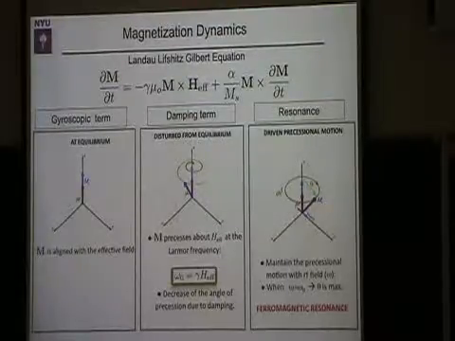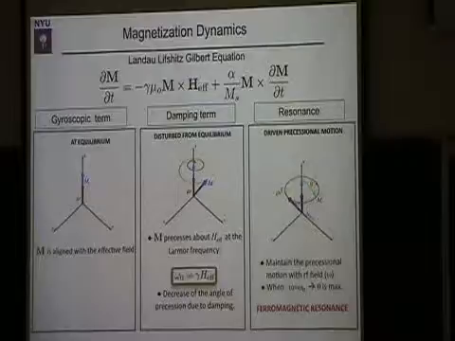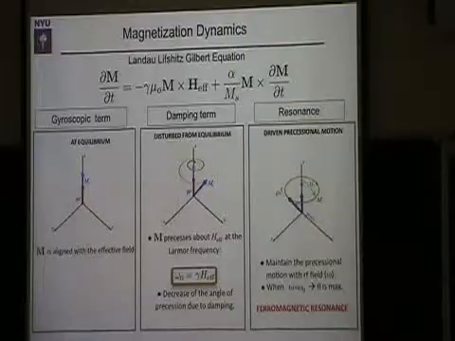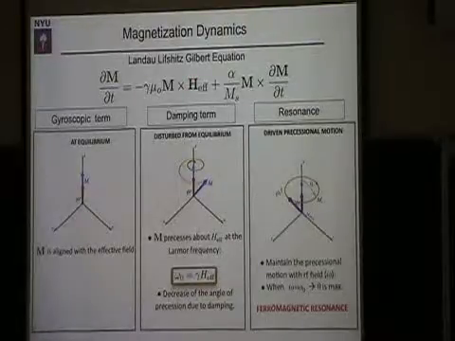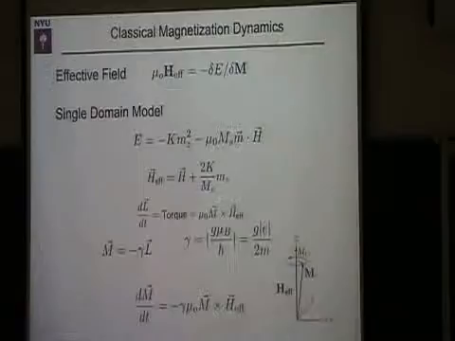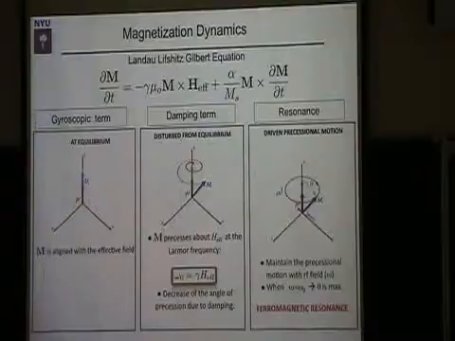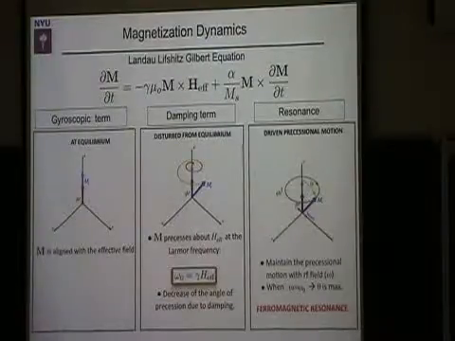Here's even an animation. So where does the barrier come from? Where is the barrier in this expression? The barrier comes in through this H effective. This H effective depends on the magnetization direction. So for small angle precession, you can think about it just as an oscillation at the bottom of the well.